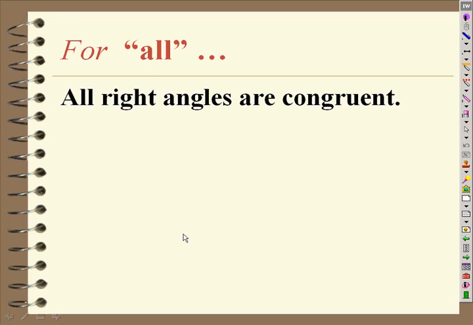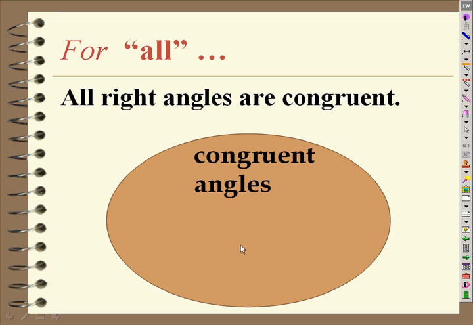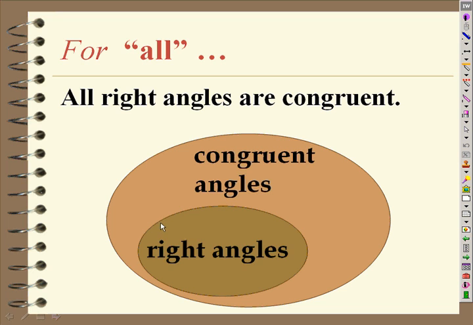The statement, all right angles are congruent. Consider this an if-then form. If it's a right angle, then it is congruent. Same idea. We can write it in this sort of Venn diagram. All of the possible congruent angles in the world, right angles are just a subset of that. So it's about sets and subsets. If the sentence is true, then we can take the conclusion as the bigger set. The hypothesis is just one way of getting to the bigger set.